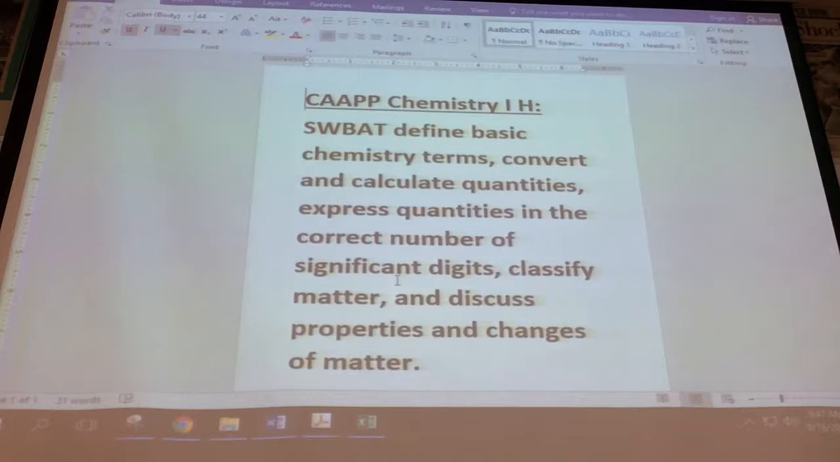Welcome class. Today we're going to have our first lesson in regard to some basic chemistry terms. The learning goal is on the board. We want you to be able to define basic chemistry terms. We're going to focus on that today.